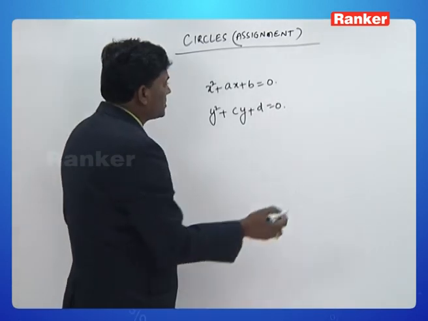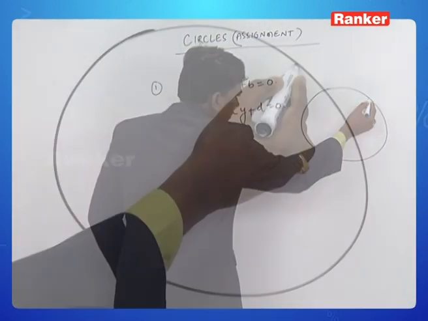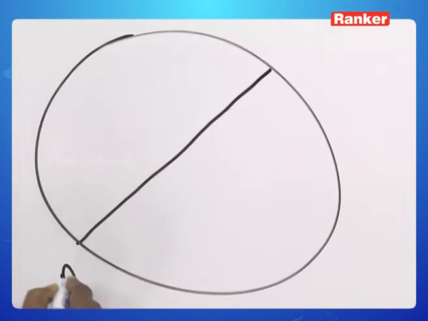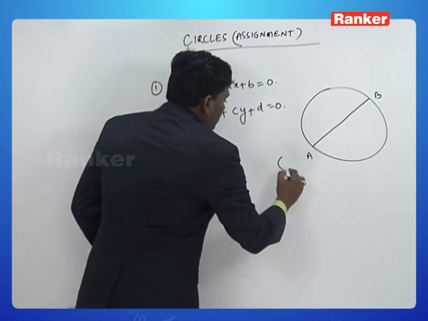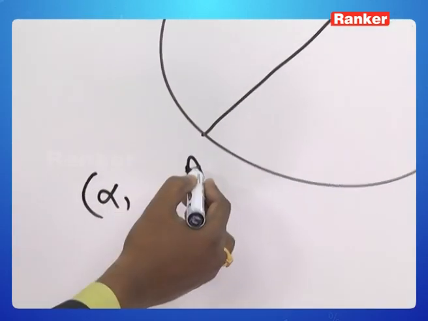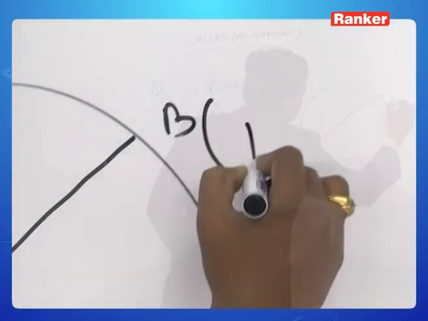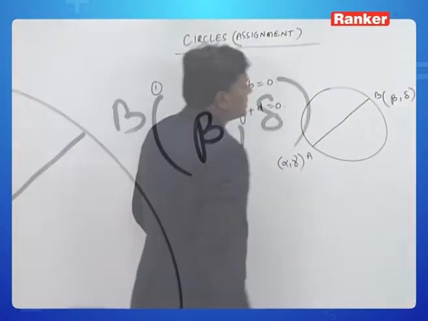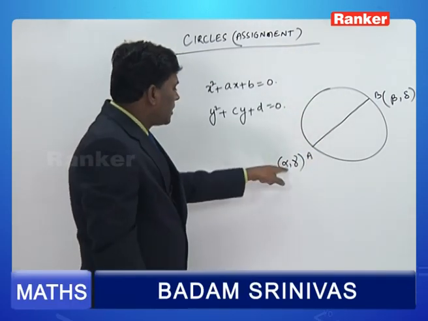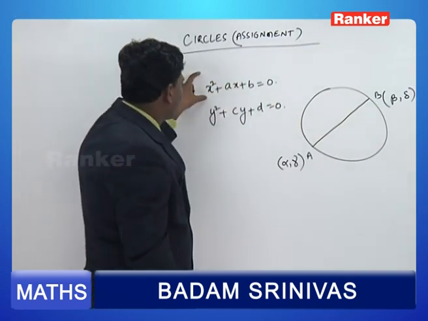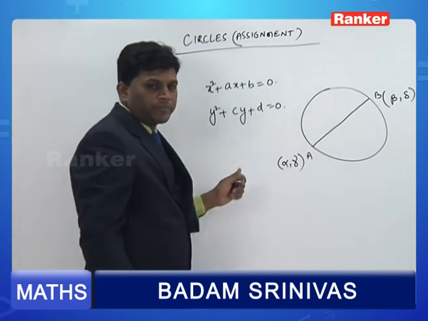Diagrammatically, if you analyze, we require a circle. Suppose AB is a diameter of this circle if we assume. Given that one end of the diameter A is alpha comma gamma and the other one is beta and delta. Now we have to find out this circle in such a way that alpha, beta are roots of the first equation and gamma, delta are the roots of the second equation.